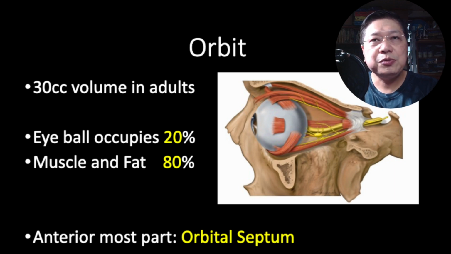Now, the anterior-most part of the orbit is called the orbital septum. The orbital septum is what separates the eyeball, the orbit, from everything else in front.